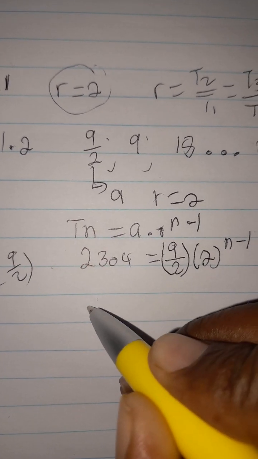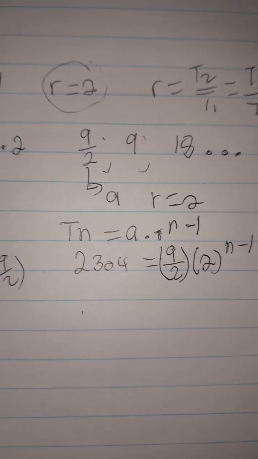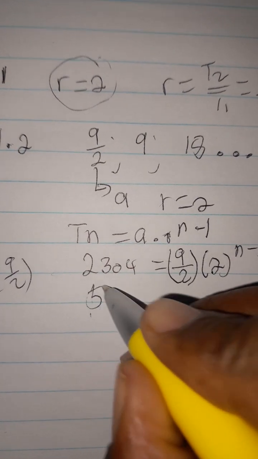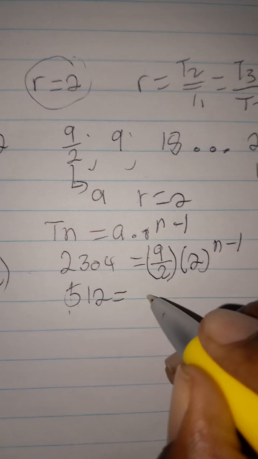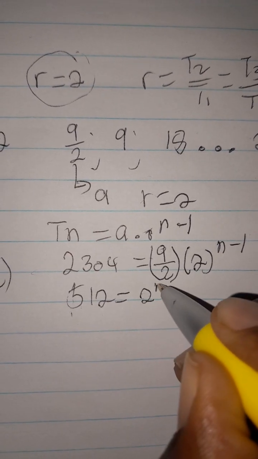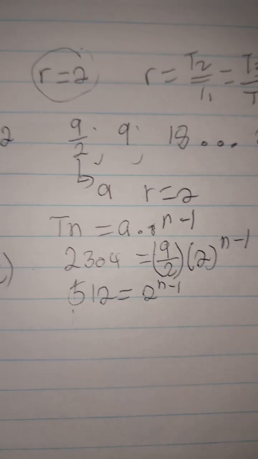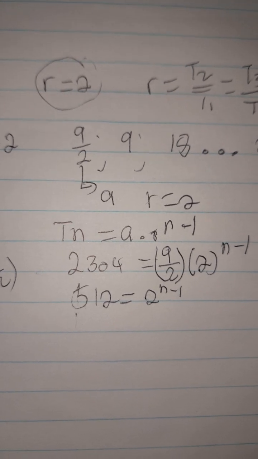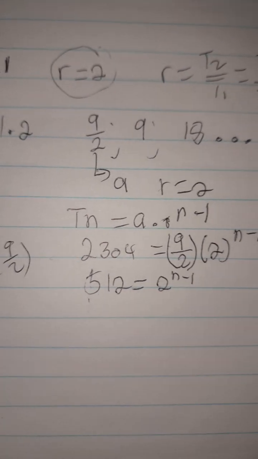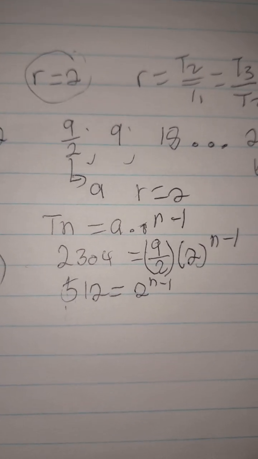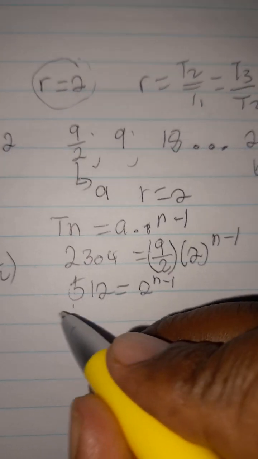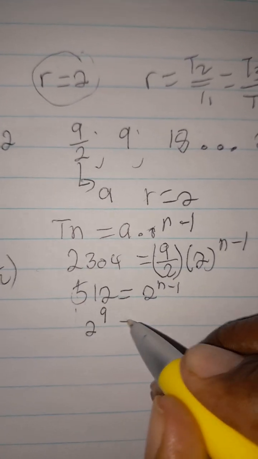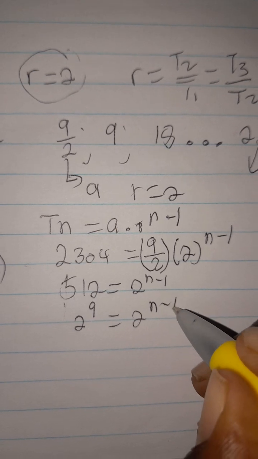So what are we going to be left with? When we punch our calculator there, we have 512. So we'll be left with 512 equals 2 to the power of n minus 1. So we need to change 512. In your calculator, just say 512 equals shift fact, if you're using the fx-991 CW plus. Then we are going to have 2 to the power of 9, which is equal to 2 to the power of n minus 1.